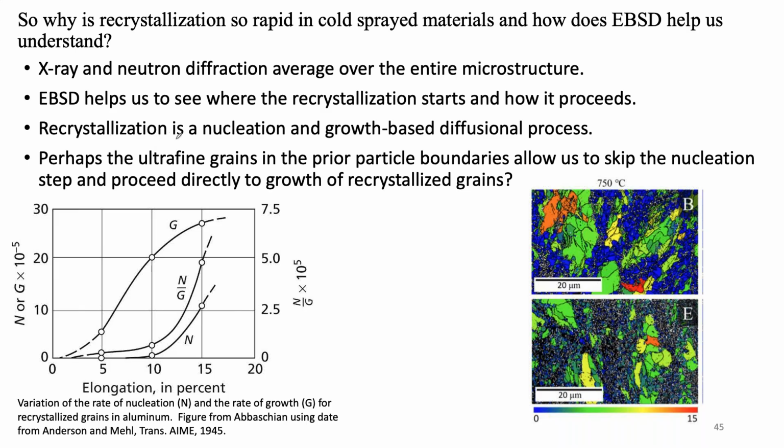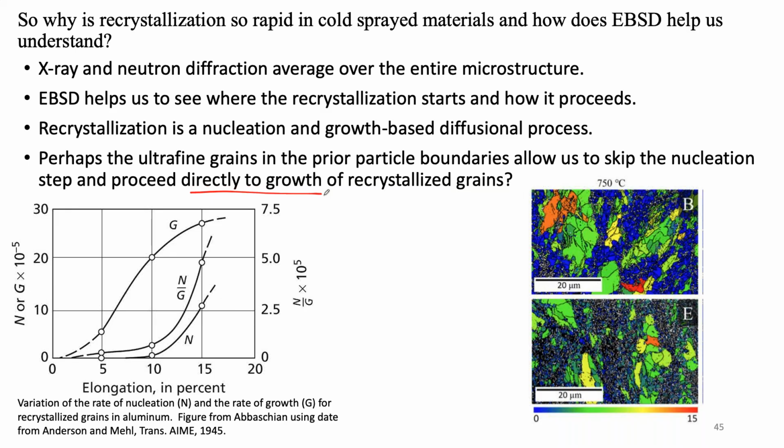Recrystallization is a diffusional-based nucleation and growth process. And so the idea is that I have to nucleate recrystallized grains, and then I grow the recrystallized grains. This is some of the original data on this topic from 1945 from Anderson and Mehl on aluminum. And so the hypothesis that I would put forward today is that I think the ultrafine grains that we produce in the cold spray process may actually allow us to skip the nucleation process and go directly to growth.